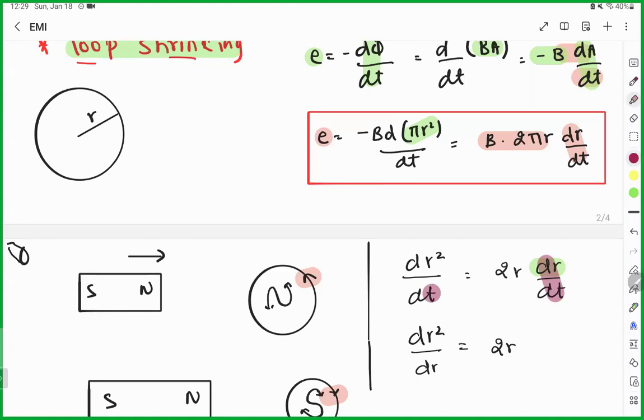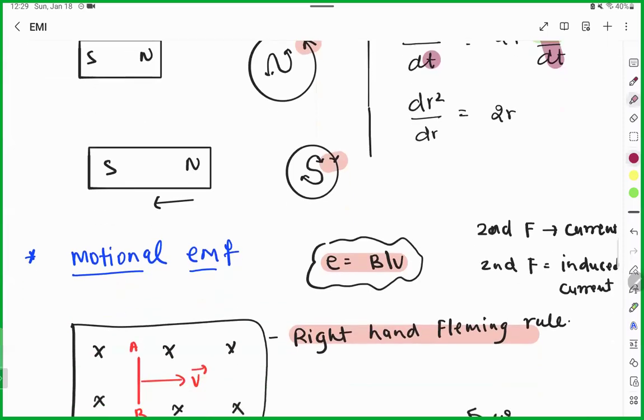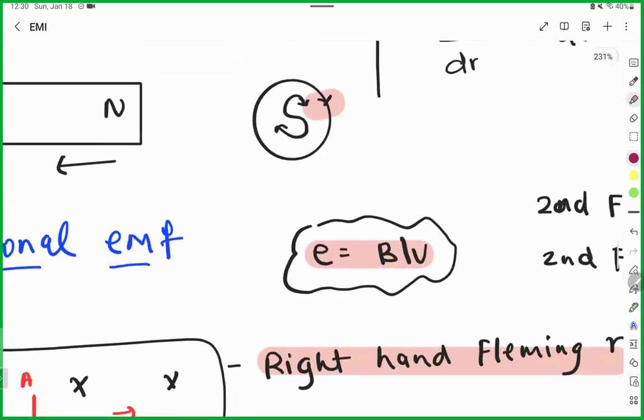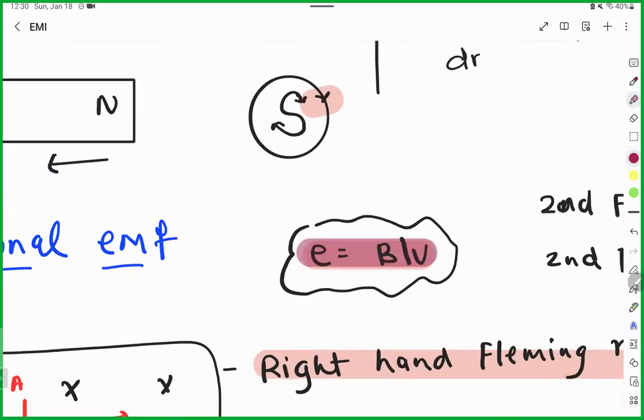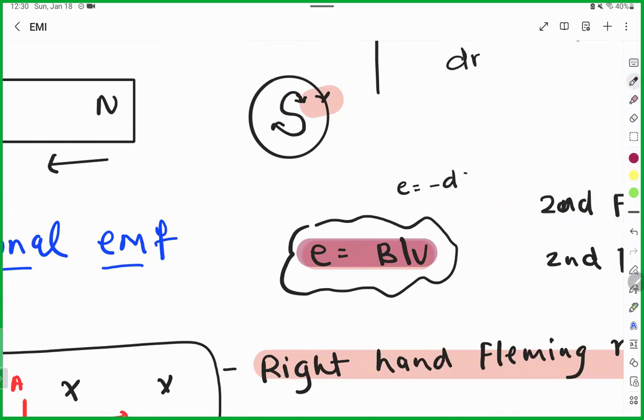Yes, sir. These are the same pole like I showed it to you. Done. EMF is equal to BLV. So Hina, how did we get this value? Because we knew that our EMF value was equal to minus d phi by dt. Then how did we get E is equal to BLV? Motional EMF. Okay. How?